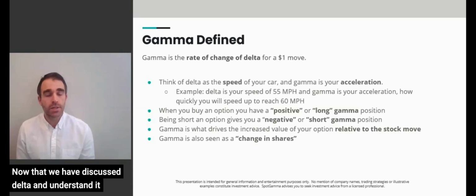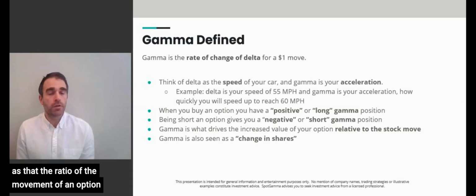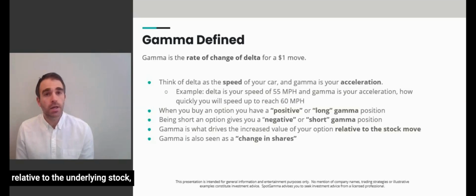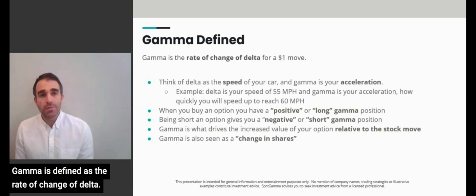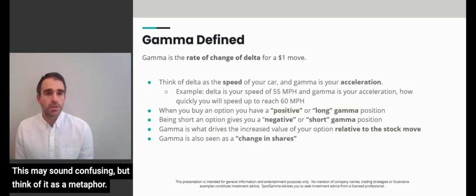Now that we have discussed delta and understand it is the ratio of the movement of an option relative to the underlying stock, we will move to gamma. Gamma is defined as the rate of change of delta. This may sound confusing, but think of it as a metaphor.